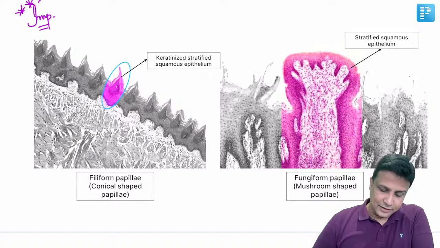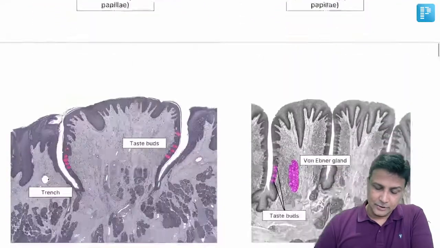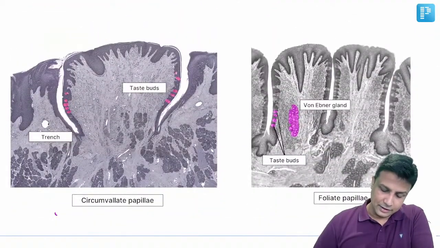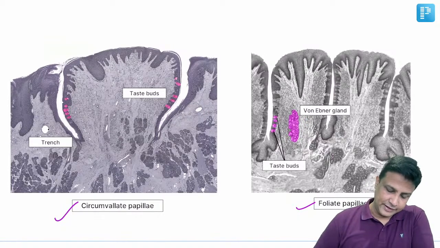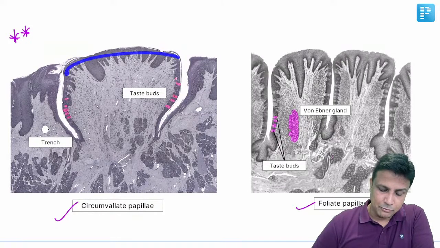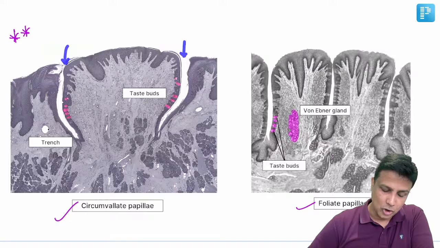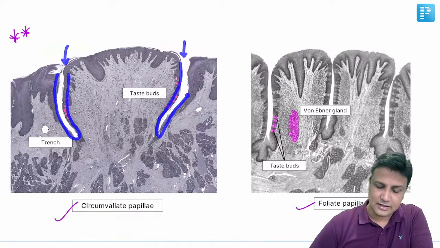Number one, you'll have the filiform papillae, number two, the mushroom shaped one, that is the fungiform papillae, and then you'll also have the circumvallate papillae and the foliate papillae. Out of this, an image based question was given on circumvallate papillae. Easy to identify. The upper surface is wider compared to the lower surface, which is narrower, because of the presence of this trench or groove. Please remember this, so by this you'll be able to identify the circumvallate papillae.